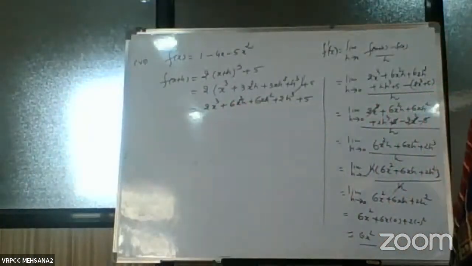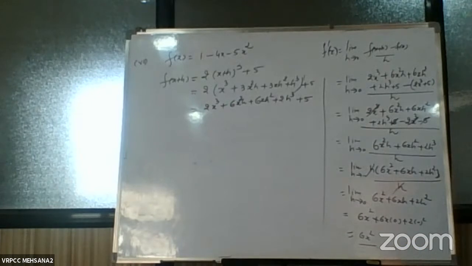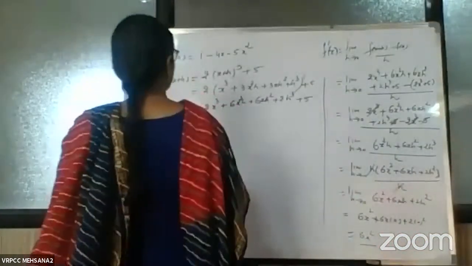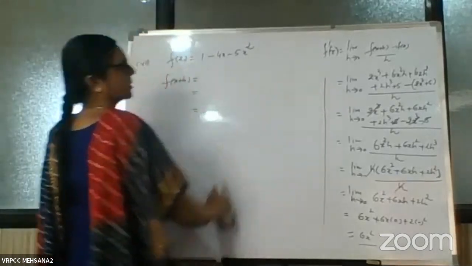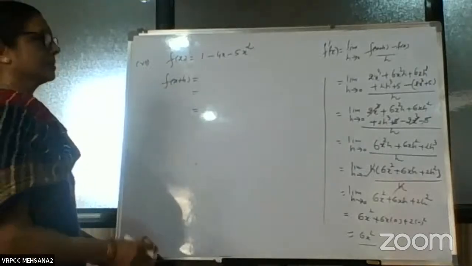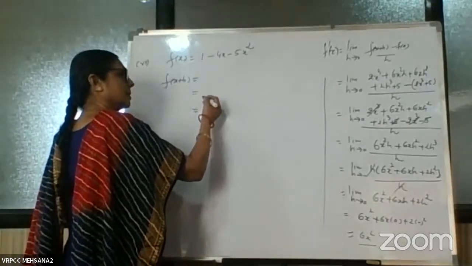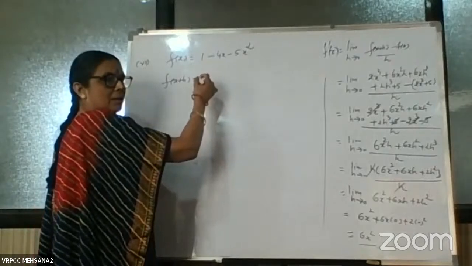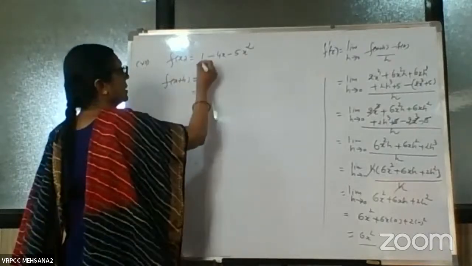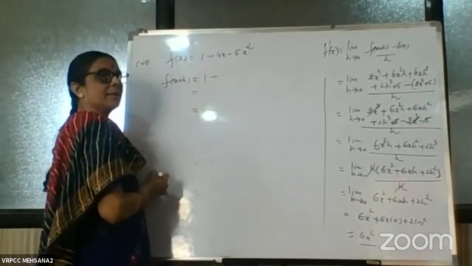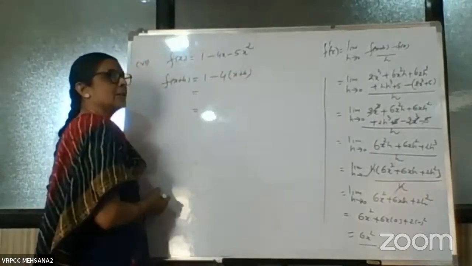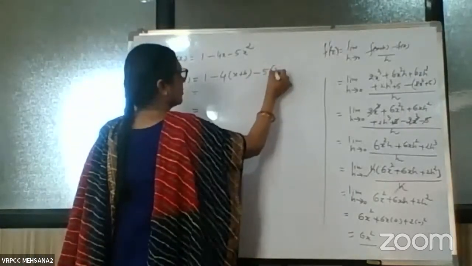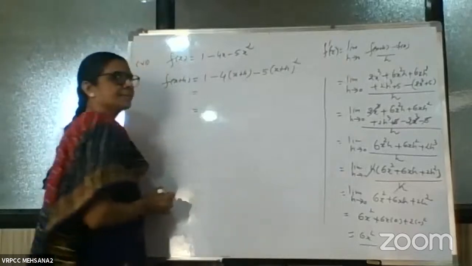Next example. f(x) is equal to 1 minus 4x minus 5x square. Put x plus h whenever x appears. Here 1 is constant, remains the same. Minus 4, in place of x we have to write x plus h. Minus 5, x plus h whole square.